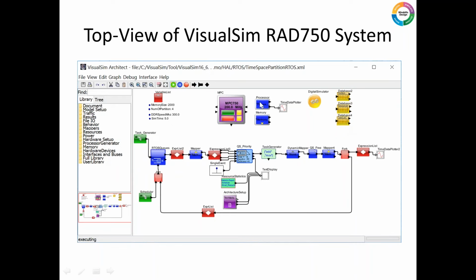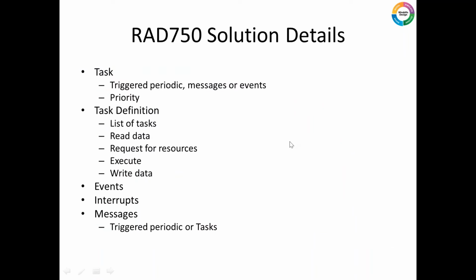Now, when I zoom into this particular block over here, you're going to be able to see more details about the hardware architecture. But before we do that, I'm going to talk about these actual software tasks. The tasks are either defined as periodic messages or events, and each of them has a priority with a deadline associated with it. The task itself is defined as a list with association with slots. Each task has read, write, request from resources, and execute.